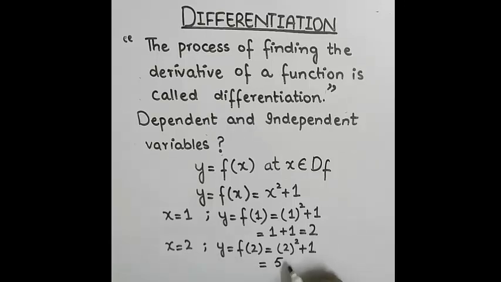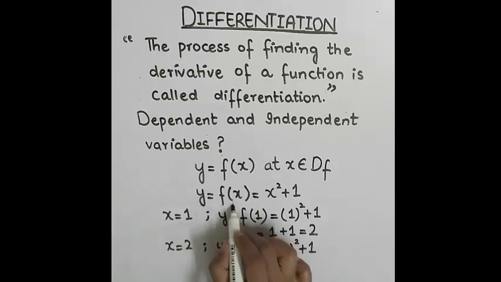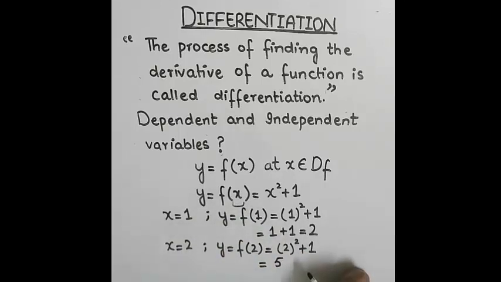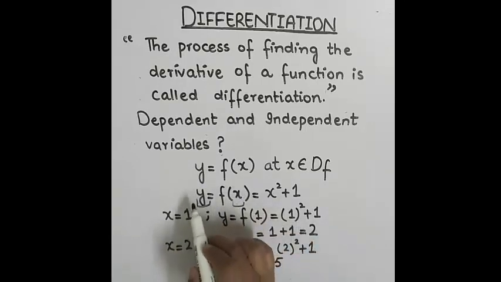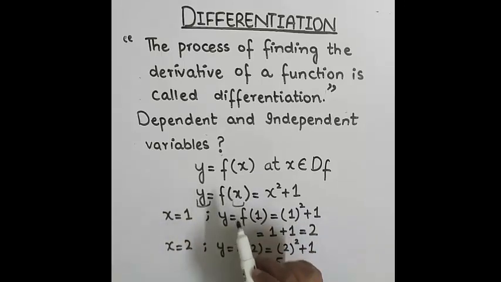So it is obvious that the change in the value of the expression x² + 1, or f(x), depends upon the change in the value of the variable x. As x behaves independently, we call x the independent variable, and the change in y is totally dependent on the value of x. So y is called the dependent variable and x is called the independent variable.